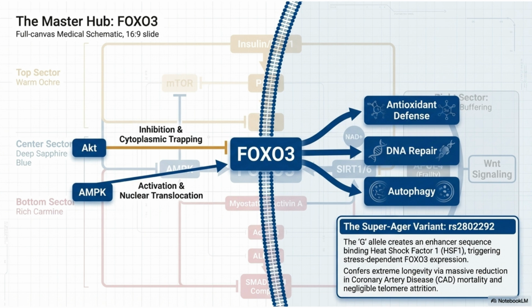FOXO3 is the master hub of the longevity circuit. It is regulated by AKT and AMPK. When active, FOXO3 drives essential functions like antioxidant defense, DNA repair, and autophagy. The SuperAger variant, 2,802,292 rupees, is associated with extreme longevity and reduced coronary artery disease mortality.